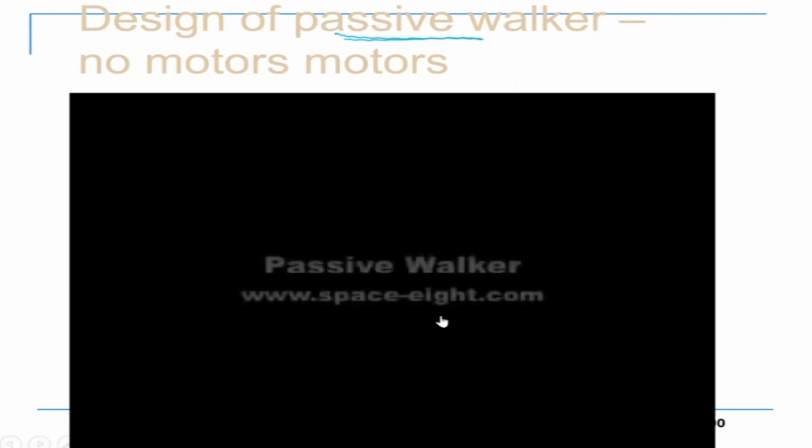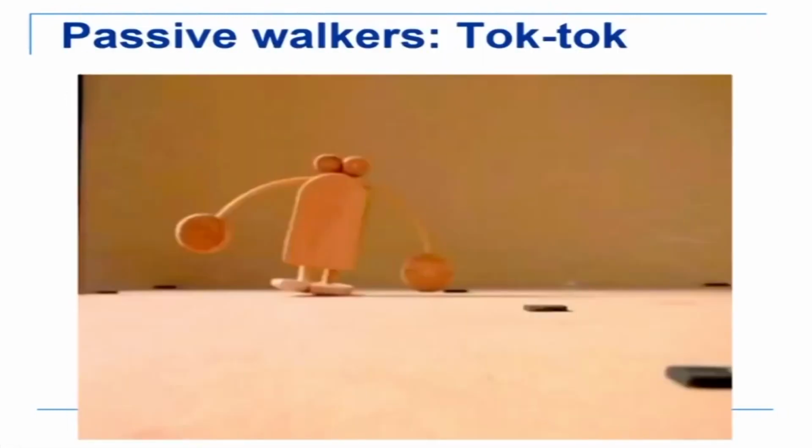Okay, this is interesting, you can make one yourself, where you can make a passive robot and make it walk by itself. Okay, now this is another example. This toy is a passive walker and it's called tuk tuk. Okay, because it makes the noise tuk tuk when it is walking.